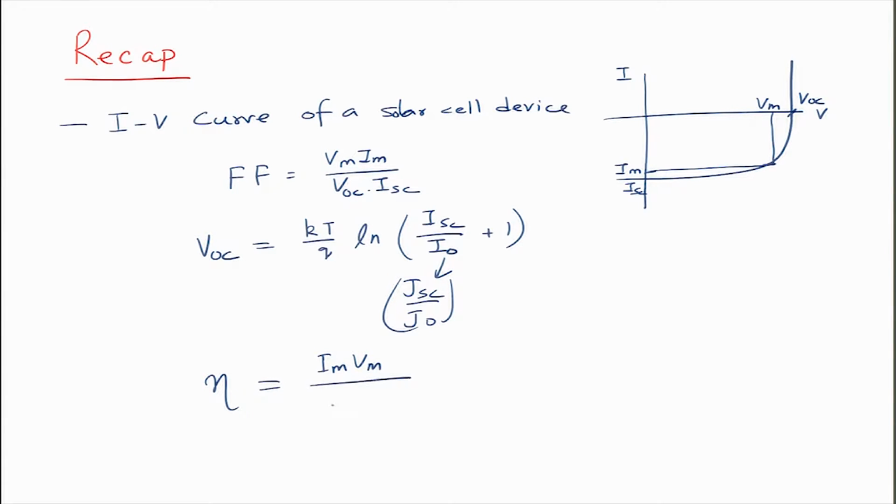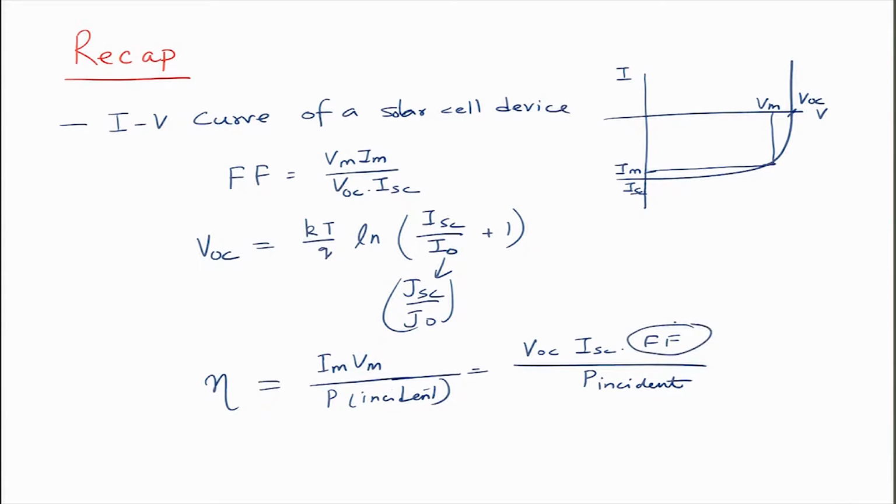And then we looked at the efficiency, that is power conversion efficiency, which is Im Vm divided by incident energy, and this would be equal to VOC ISC into fill factor divided by P incident. So, the idea for a device engineer is to maximize this fill factor.